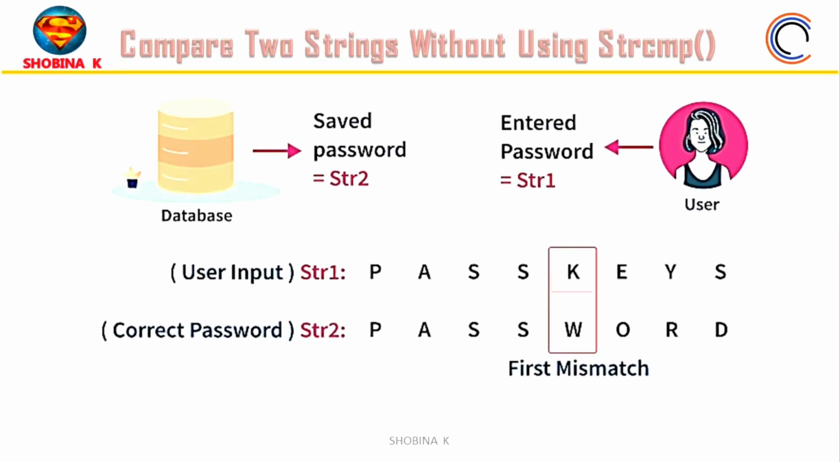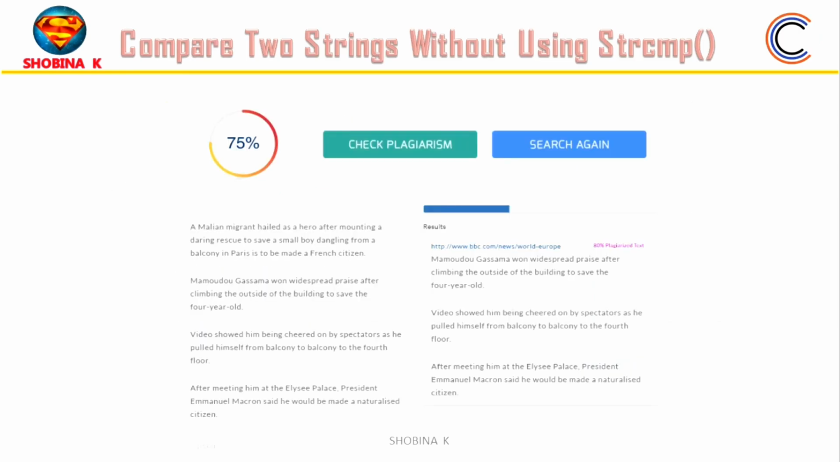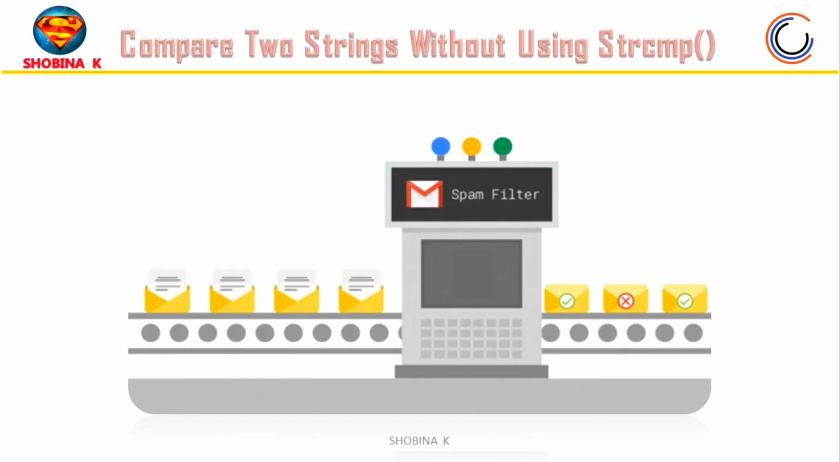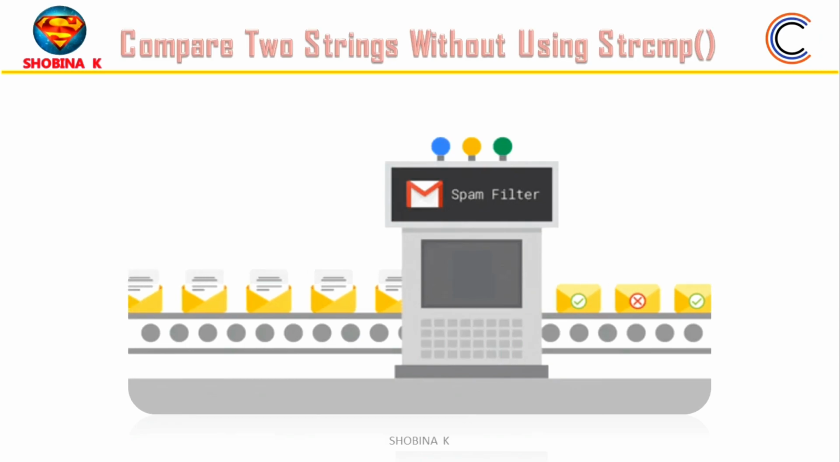Have you ever wondered how the website checks the password match when you sign up? Or how the software detects if there is any plagiarism? Or how the spam filtering in your mail works? There's one solution to all these things: string comparison. So comparing two strings in C is finding out if they are same or not.